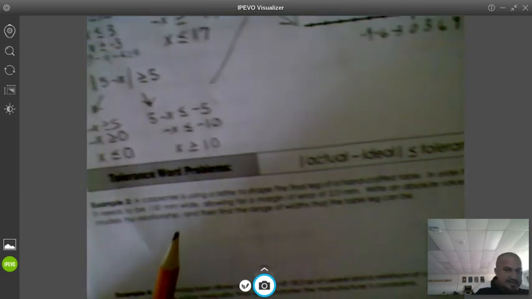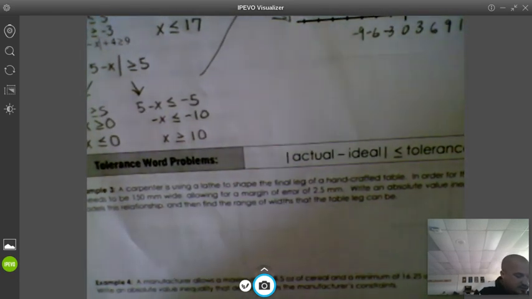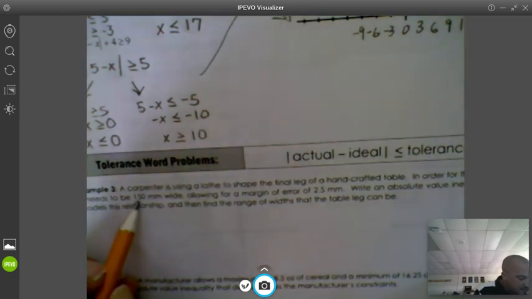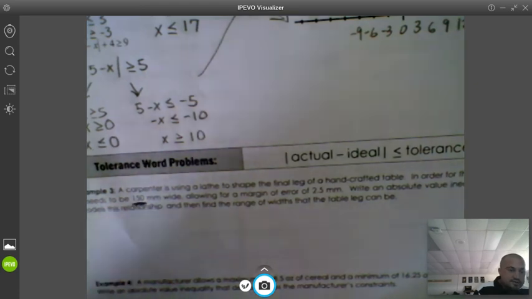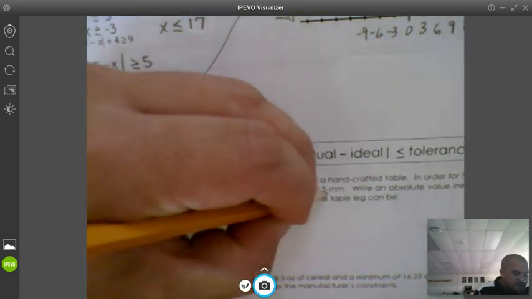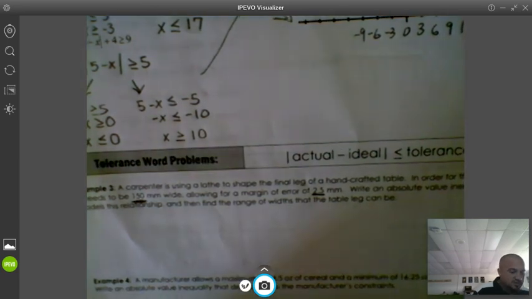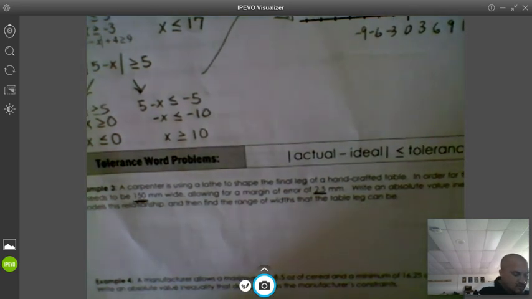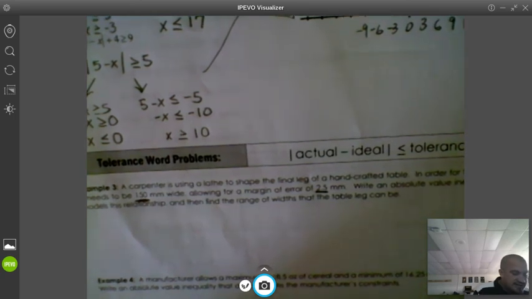So let's read example 3. A carpenter is using a lathe to shape the final leg of a handcrafted table. In order for the leg to fit, it needs to be 150 millimeters wide. That's what we want it to be, right? Allowing for a margin of error of 2.5. That's our tolerance. That's how much we'll tolerate it being off.